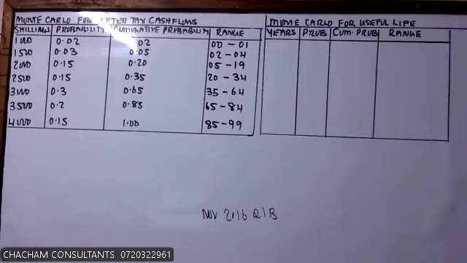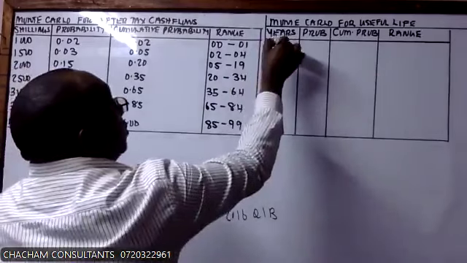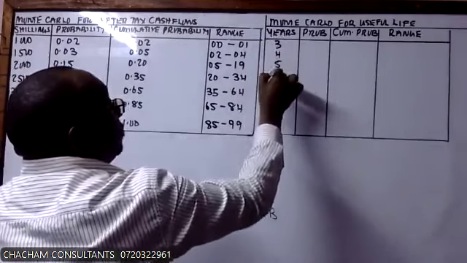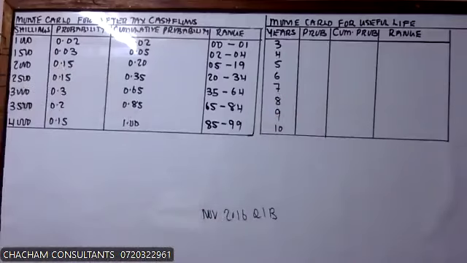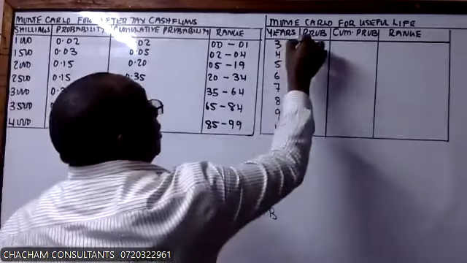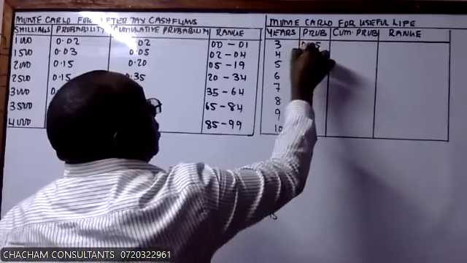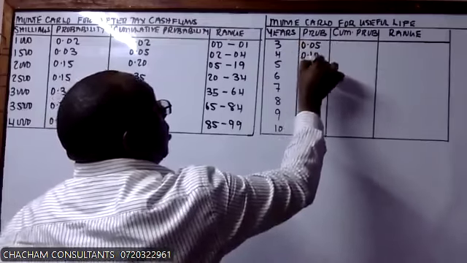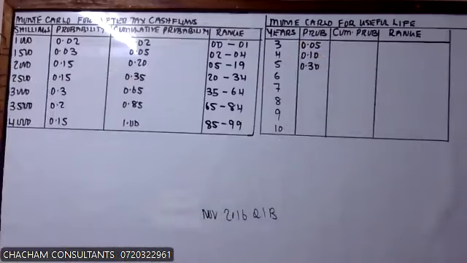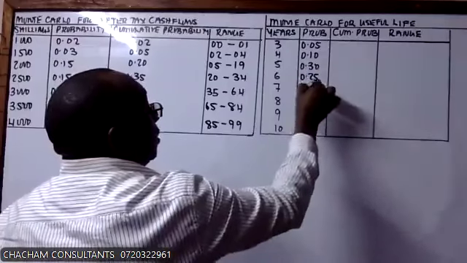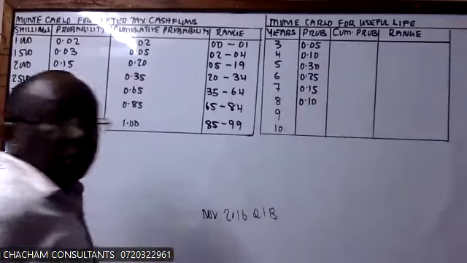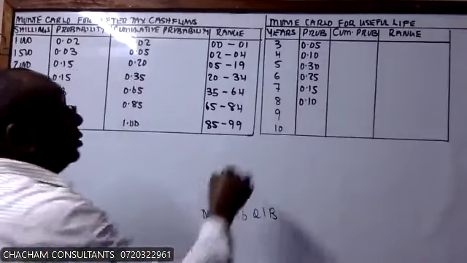So, the years start from 3 up to 10. So 3, 4, 5, 6, 7, 8, 9, 10. Probabilities are 5, 10, 30, 25, 15, 10, 3 and 2.